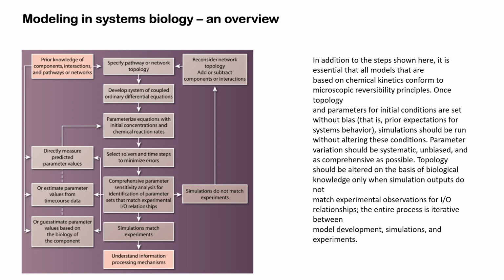And when simulation outputs do not match experimental observations for input-output, you change your topology, and that should be based only on biological knowledge of the system you are working with. Ultimately, you iterate over this process by changing the parameters and seeing how your model responds, whether it is moving closer and closer to the biological system or moving away from it.